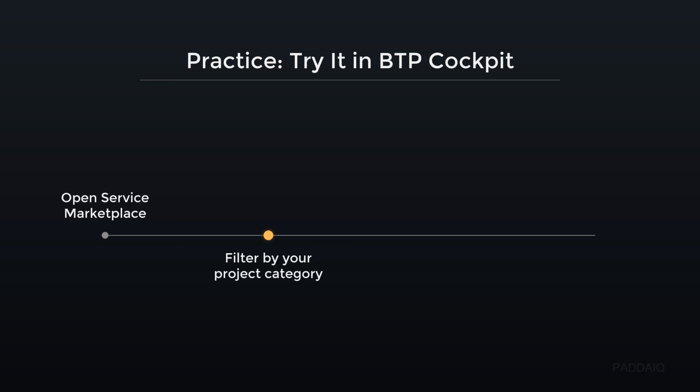Filter by your project category. This means selecting only items in the BTP cockpit that are tagged with your specific project label. For instance, if your project is HR Analytics, you apply this filter to see only those related apps and services. This keeps your workspace organized and focused on your current tasks.